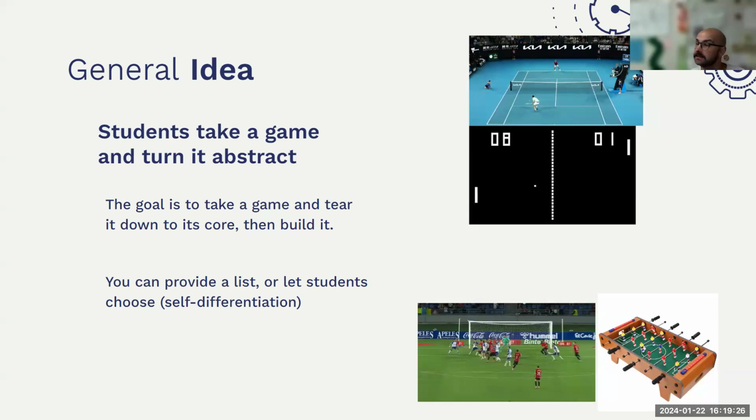They might pick something easy, like Pong. Pong you could build pretty straightforwardly. They might pick something more difficult, like foosball, or a digital version of foosball. And then they're abstracting foosball, so it's another level. But either way, depending on what they're interested in, they're going to pick something that matches their level most of the time. So it's really nice that way.